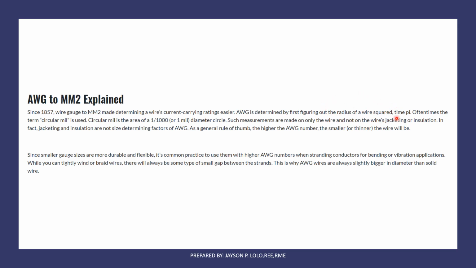So this is the formula, times pi. Oftentimes the term circular mil is used. Circular mil is the area of 1 over 1000. And the circular mil is highly used in large cables.